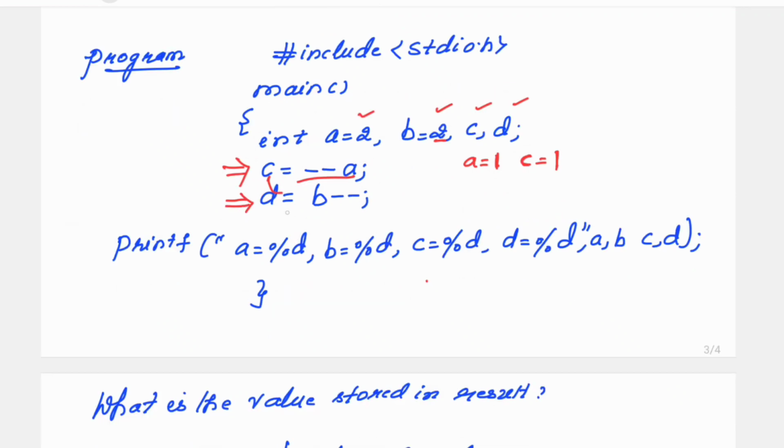Second statement, what is there? D equal to B minus minus. This is the post decrement operator. So in the post decrement only, you have to be careful. But what will you be doing? First, what is the current value of B? The current value of B is 2. That you have to use in the expression.